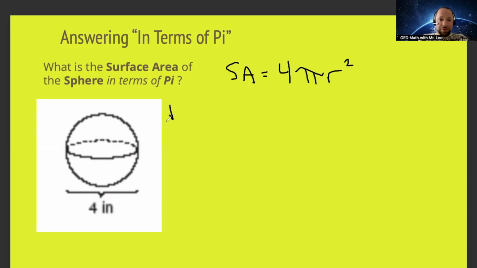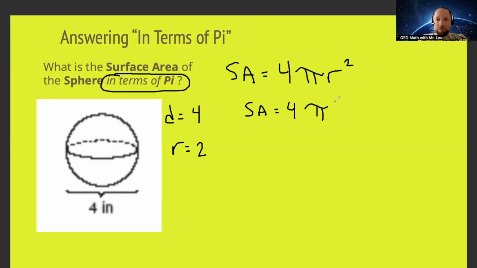Looks like diameter is 4. That means radius is 2. All right, so let's plug in what we know. 4 is 4. Pi we're going to leave alone because of this phrase in terms of pi. Radius squared is going to be 2 to the second power. So let's just do all the math that we can. Let's put all those numbers together and move pi to the back. I got 4 here, and I got 2 squared here. Pi is at the end.